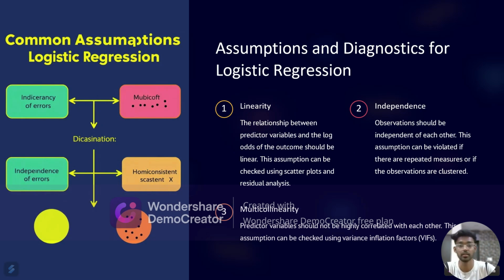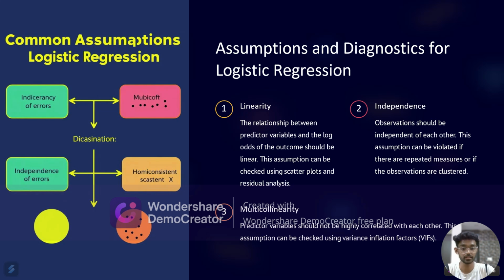Common assumptions and diagnostics for logistic regression. First, linearity. The relationship between predictor variables and the log odds of the outcome should be linear. This assumption can be checked using scatterplots and residual analysis. Second, independence. Observations should be independent of each other. This assumption can be violated if there are repeated measures or if the observations are clustered.